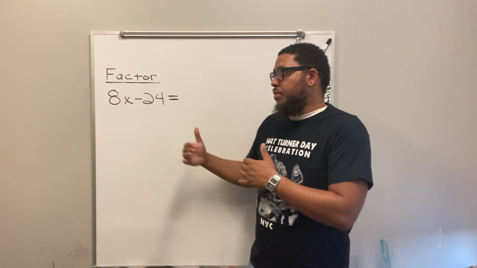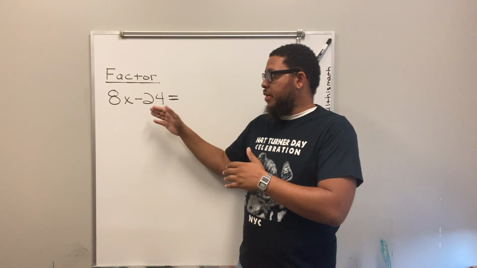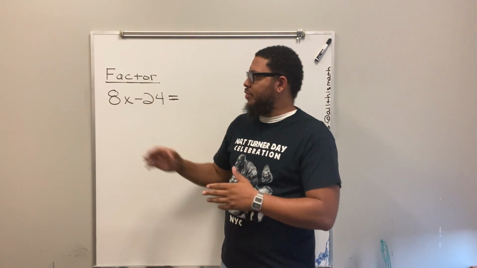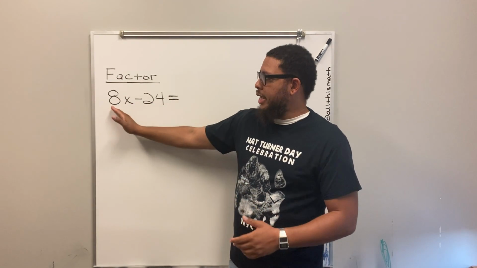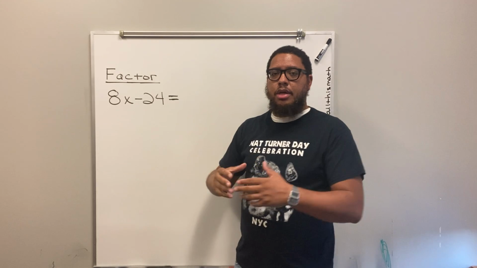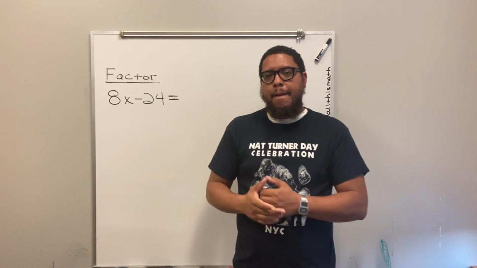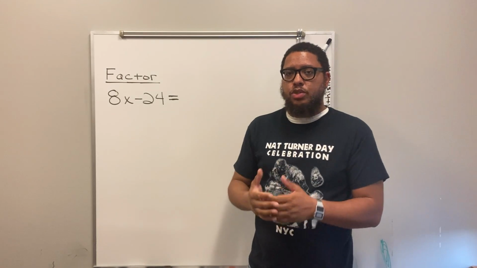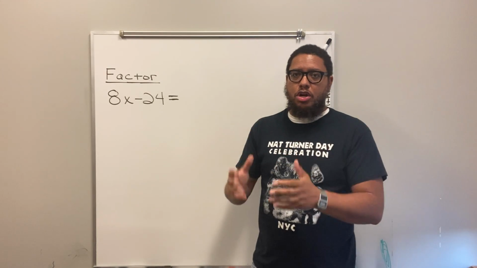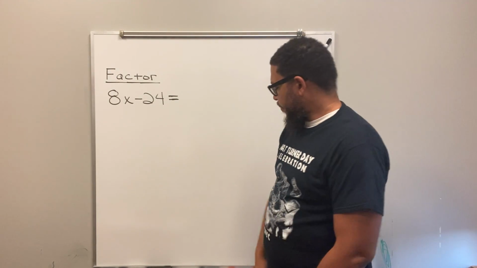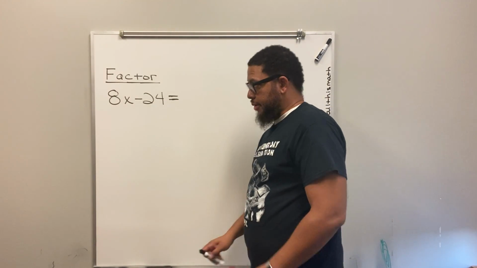That's kind of what we're about to do with this expression. This expression, 8x minus 24, even though it's two terms, 8x and a negative 24, is put together as one expression. But when we factor it, we're going to break it down into separate terms, or separate parts, or separate factors. And this is how we do that.